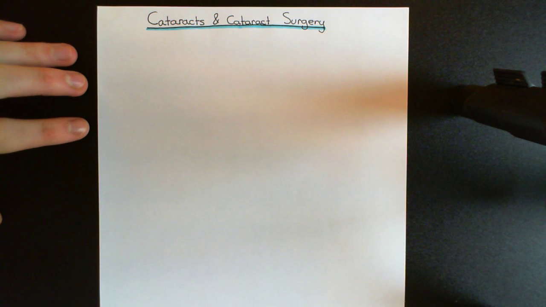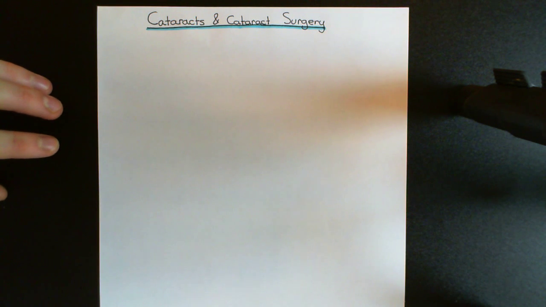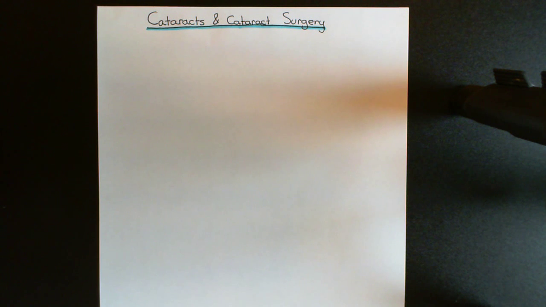Welcome to this video. In this video we're going to talk about cataracts and cataract surgery. So let me begin by giving an outline for the structure of this video. So we're going to start off with a revision of the anatomy of the eye, because it's really important that we understand that in order to understand cataract surgery.